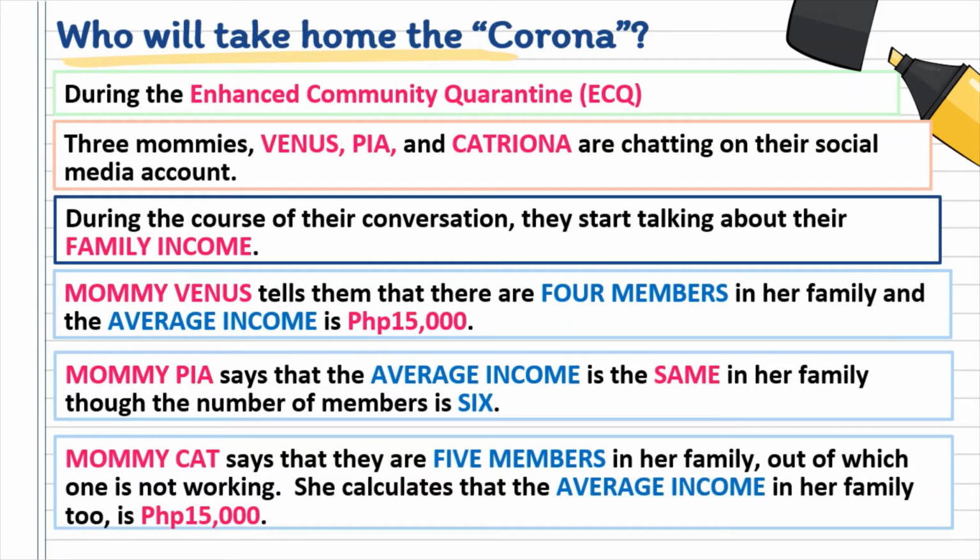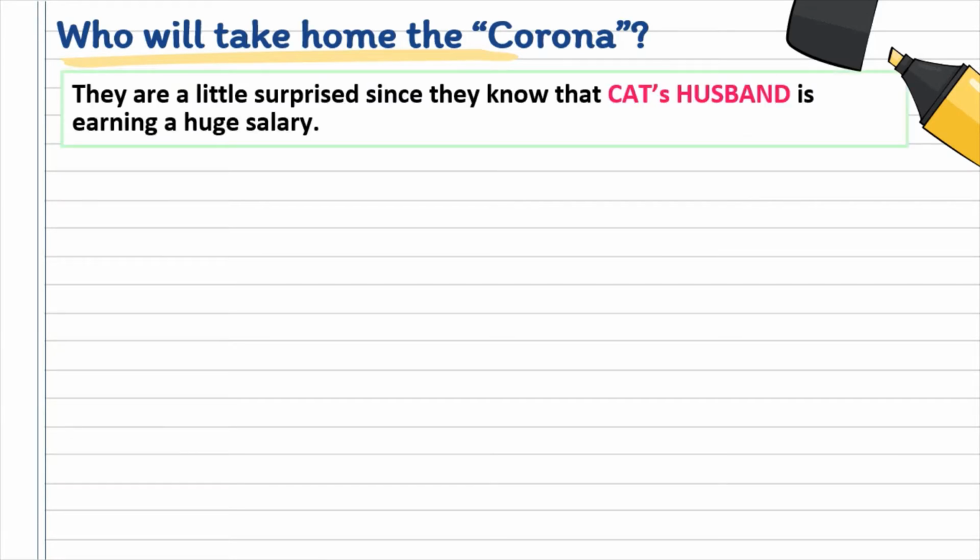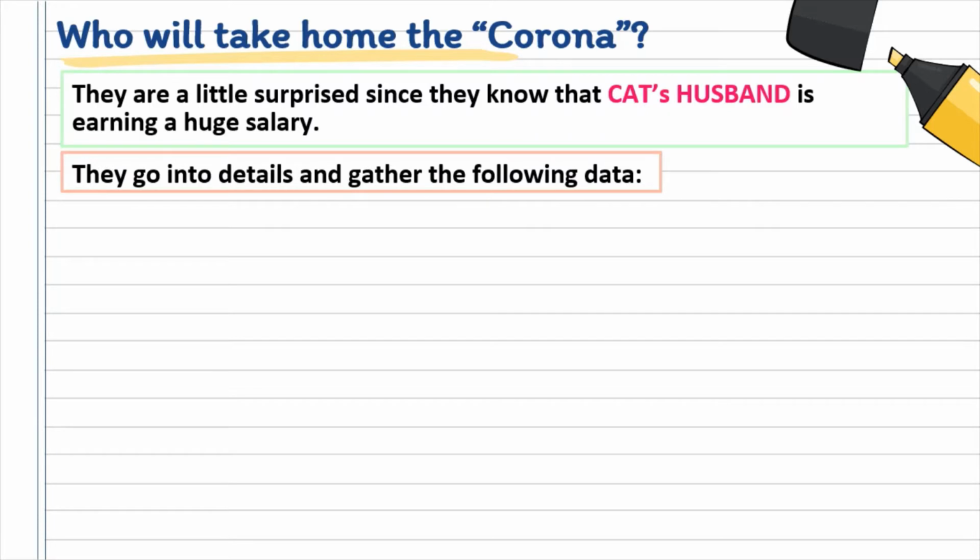Mommy Catriona says that there are 5 members in her family, out of which 1 is not working. She calculates the average income in her family to be 15,000. They are a little surprised since they know that Kat's husband is earning a huge salary. They go into details and gather the following data.